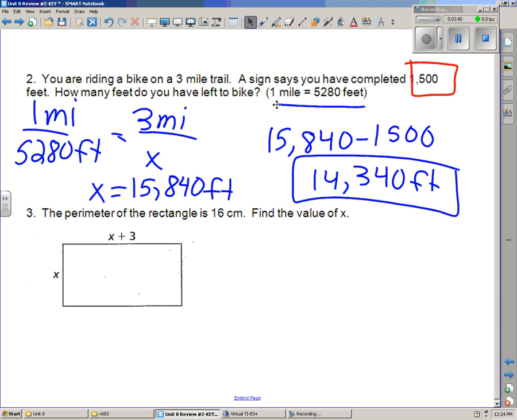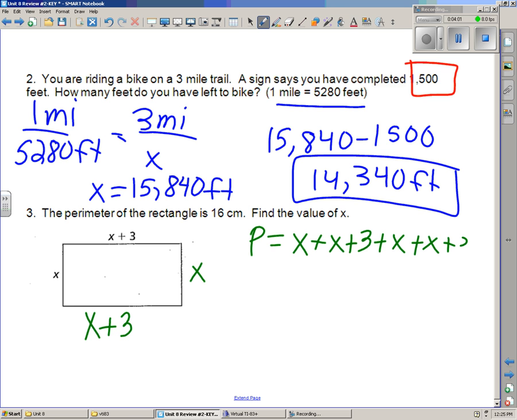Next one, the perimeter of the rectangle is 16. Find the value of x. Well, perimeter means to add up all the sides. So that means if this length is x plus 3, this length is x plus 3. If the width is x, that width is x. Perimeter says to add up all the sides. So perimeter means I'm going to do x plus 3 plus x plus x plus 3. Well, we know the perimeter is 16.